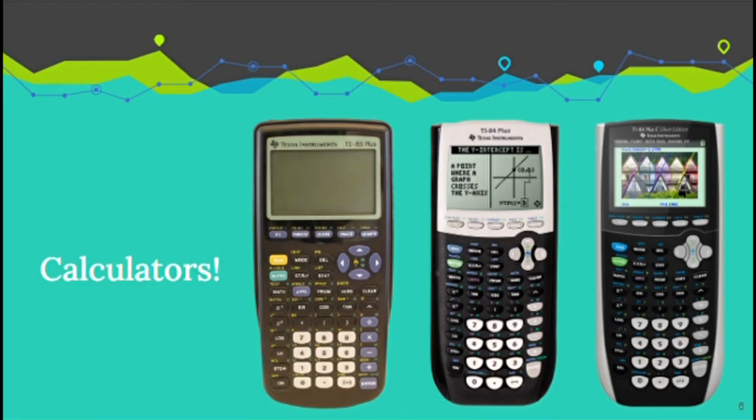Okay, so with calculators, you were probably told when you started Algebra 1 to get a graphing calculator, get a TI-83 or a TI-84 or one of the newer TI-84s. Just get one and it's all going to be fine. And that was true for Algebra 1.